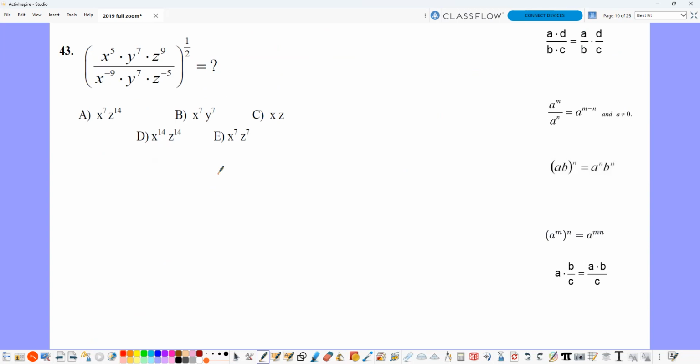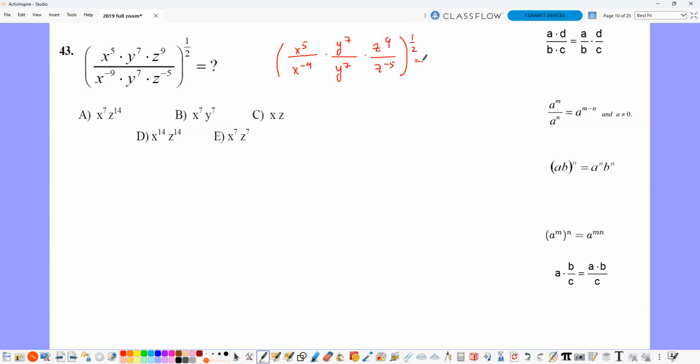Here in this question, we are going to apply the formulas on the right. Firstly, I can separate the fractions like this. If it is multiplied, I can separate them because these are all variables, and I'm going to apply the exponent rules here. That's why I separate them first. This is x to the power of 5 divided by x to the power of minus 9, times y to the power of 7 divided by y to the power of 7, times z to the power of 9 divided by z to the power of minus 5, all to the power of 1 over 2.